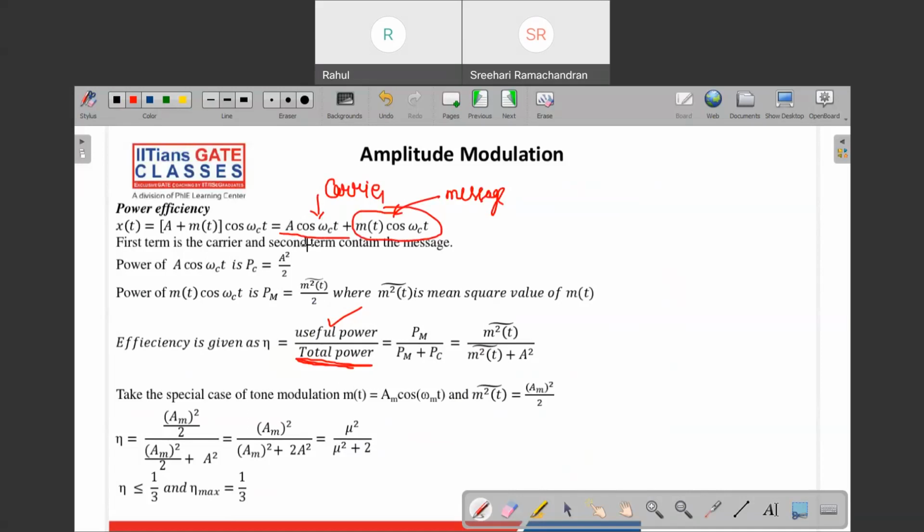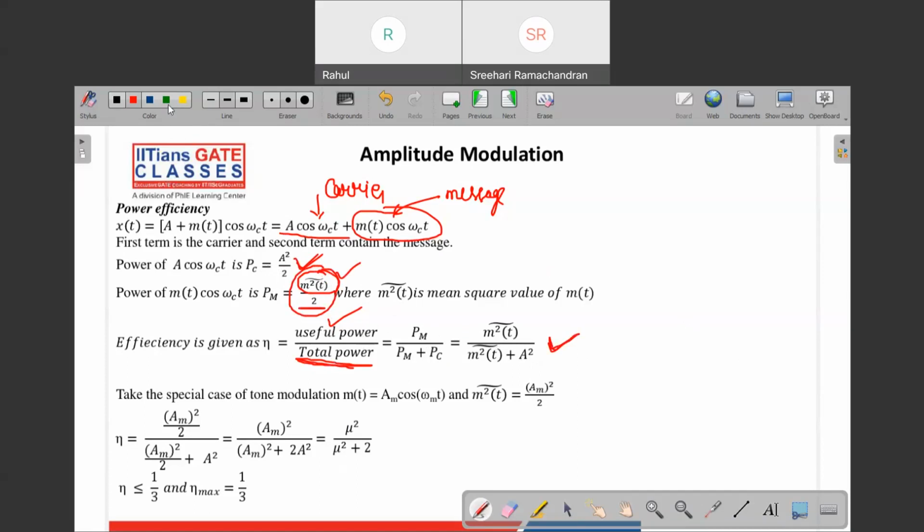Now the carrier power, you can simply write it as A square by 2, because we know from signals and systems that the power of this signal will be A square by 2. For the m(t) cos omega ct, you can write it as m square, which is actually the mean square value, divided by 2. So the efficiency will be given as useful power, which is mean square value by 2, divided by total power, which is the carrier power plus this useful power. Once you put this PC and PM here, this is the expression we are going to get. So this is the efficiency of the AM signal.